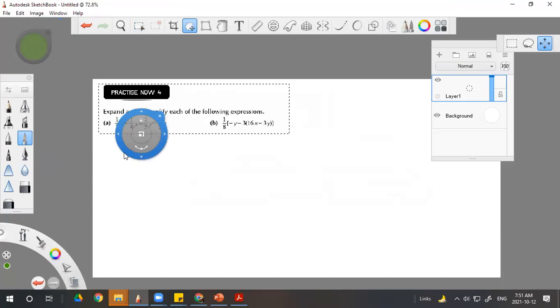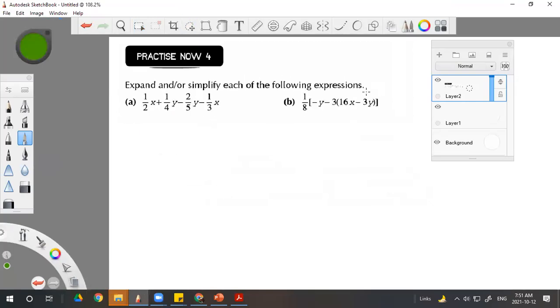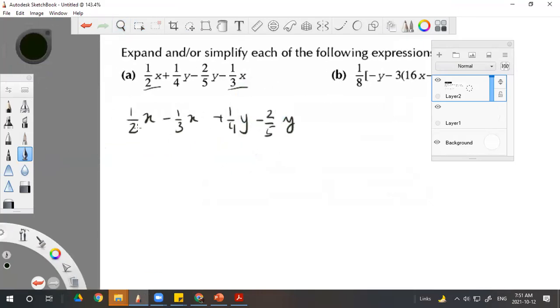Okay, let's try. For number 1, it's still simple. It's the same with the previous example. What you need to do is try to collect the like terms. 1 over 2x minus 1 over 3x. See, I pick this. And then plus 1 over 4y minus 2 over 5y. And then what to do? Look at the term. I don't want times 3 too much. I just do the shortcut.